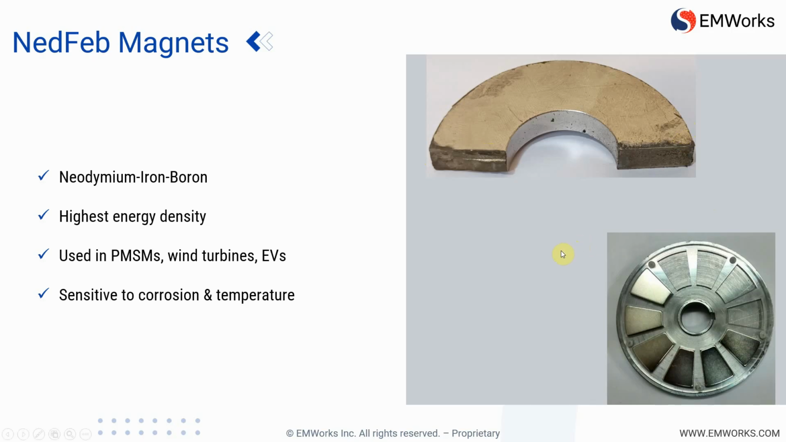NdFeB magnets offer energy products as high as 55 megagauss-Oersted. They are formed by sintering or bonding neodymium, iron, and boron with small additions of dysprosium or terbium to improve high temperature performance. These magnets exhibit high remanent flux density and coercivity, making them ideal for applications that demand high torque to weight ratio, such as electric vehicle motors, robotics, and wind turbine generators.